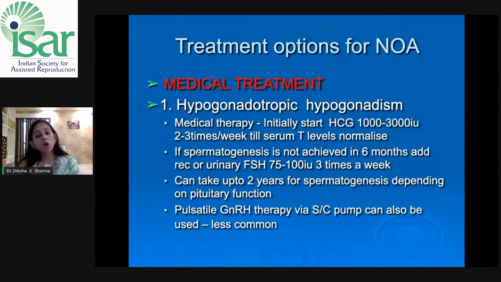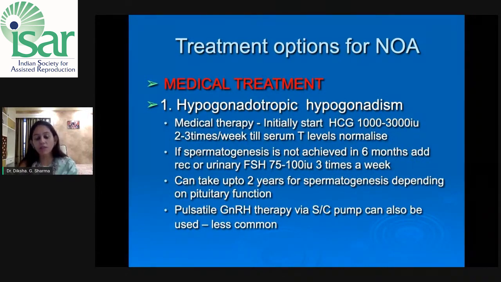If spermatogenesis is not achieved in 6 months, then we add recombinant or urinary FSH, 75 to 100 IU 3 times a week. Usually, what is needed is to counsel these males that it does take some time. It can take even up to 2 years for spermatogenesis to return, depending on pituitary function. Especially in cases of congenital hypogonadotropic hypogonadism, the patient needs to be very patient because it can take a long time for the effect to happen.